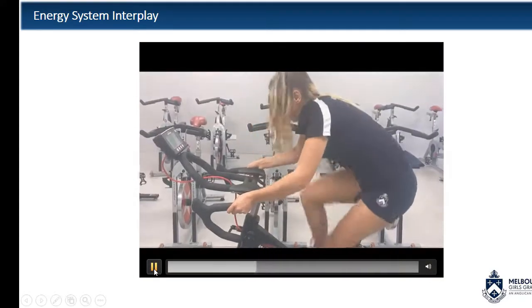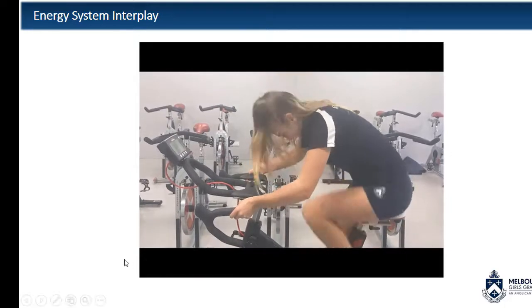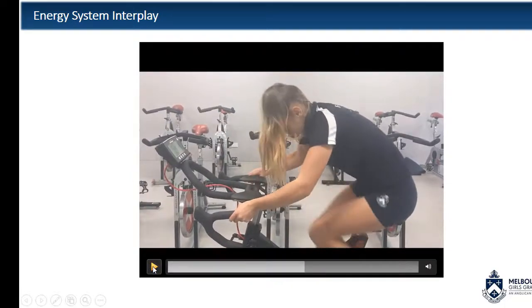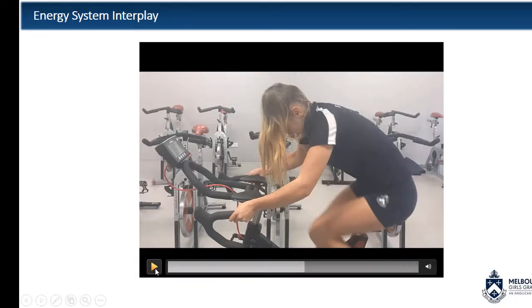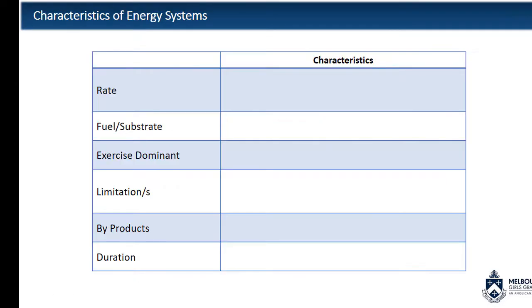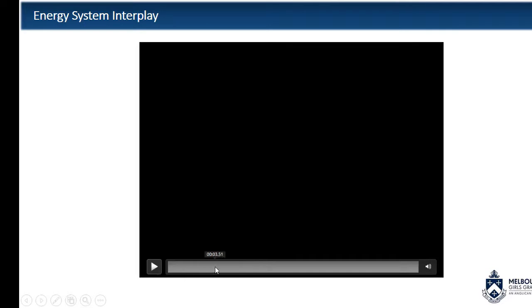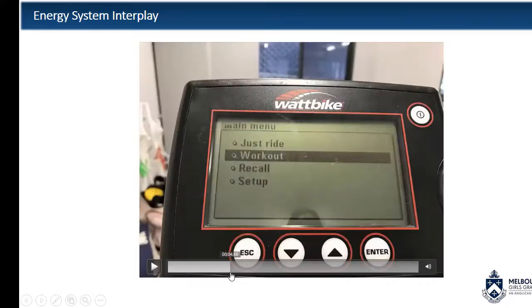We're looking at here the maximal intensity firefight. So you should be thinking it's explosive, it's high intensity. The ATP-CP system is providing energy at the fastest rate. So we'll go back to that one.